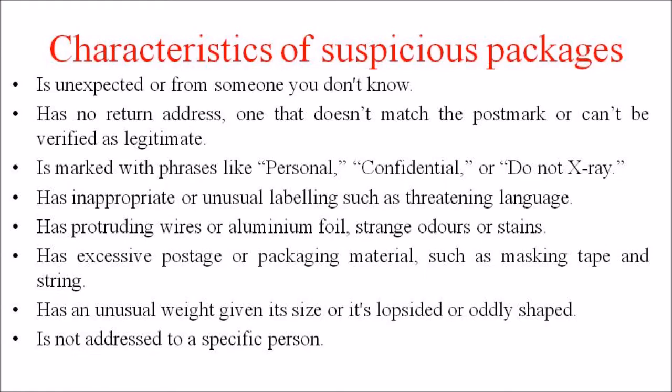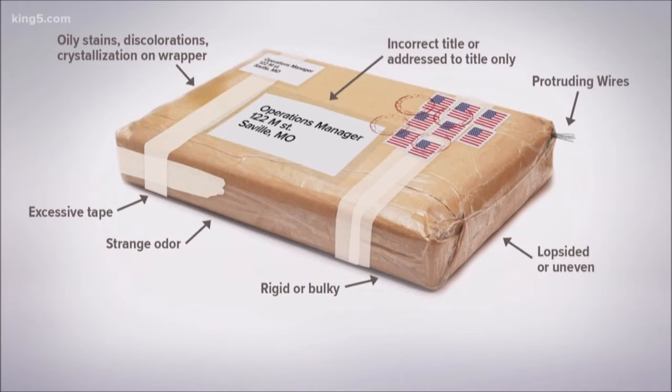or aluminum foil or strange odors or stains, has excessive postage or packaging material such as masking tape and string, has unusual weight given its size or is lopsided or oddly shaped, and is not addressed to a specific person. These are the common characteristics of a suspicious package. While we are receiving this type of package, we should take additional care in handling it.